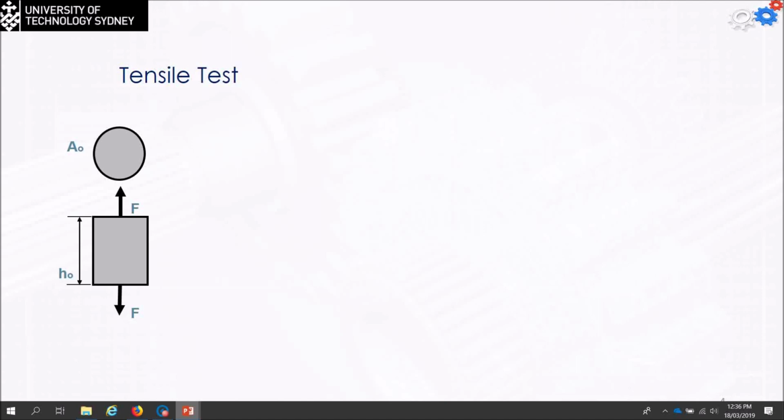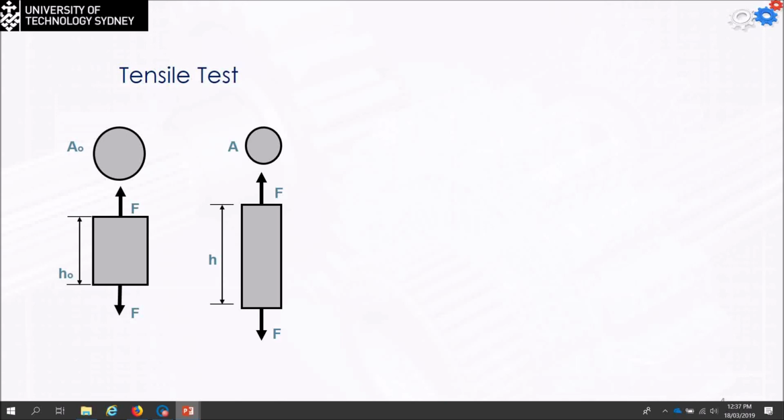You know that the volume of the cylinder is equal to the cross-sectional area multiplied by the height, right? So H0 multiplied by A0 should be equal to the volume. The volume is going to be constant. If H is going to be higher, that means the area should be getting smaller. So that's what will happen in the tensile test: the area gets smaller, the height gets higher.